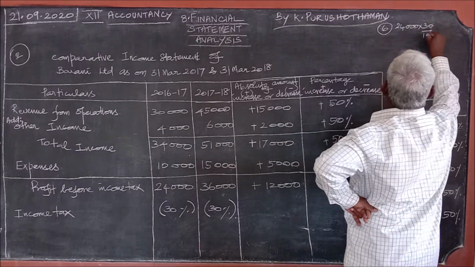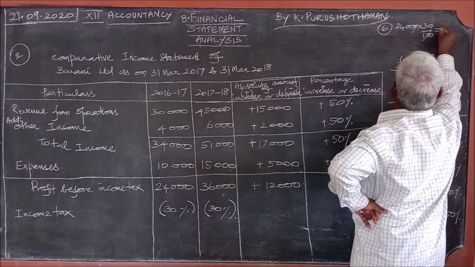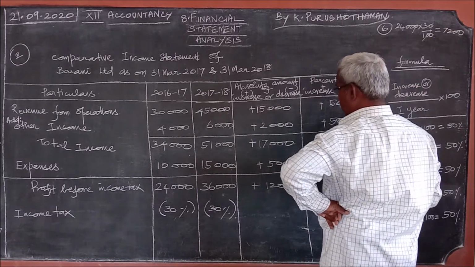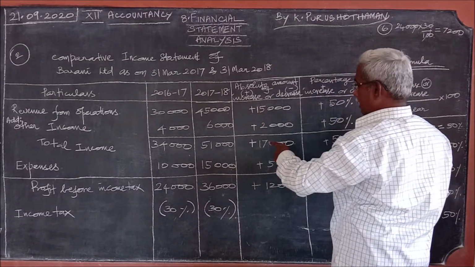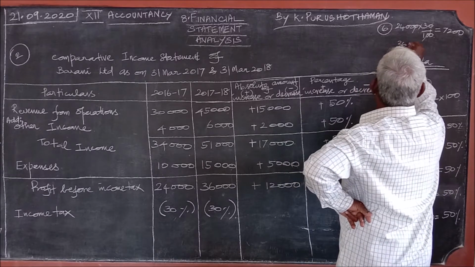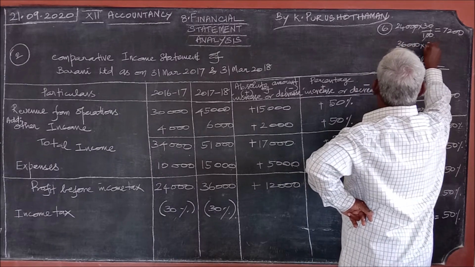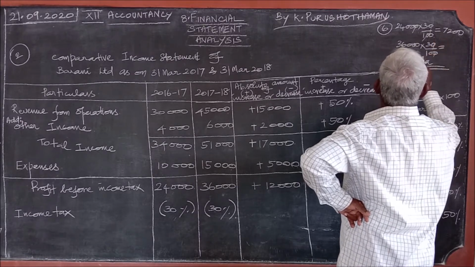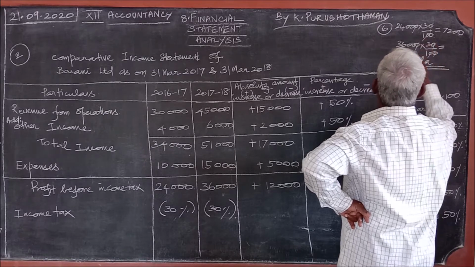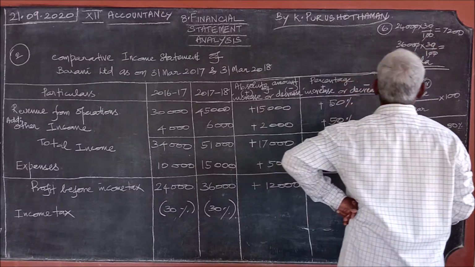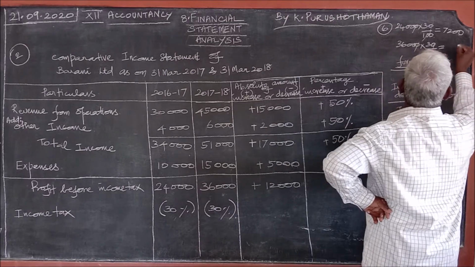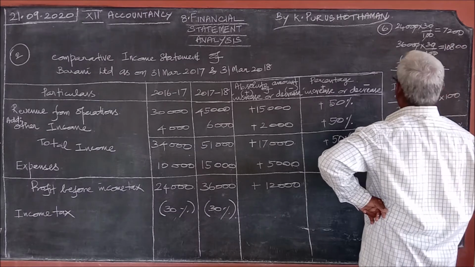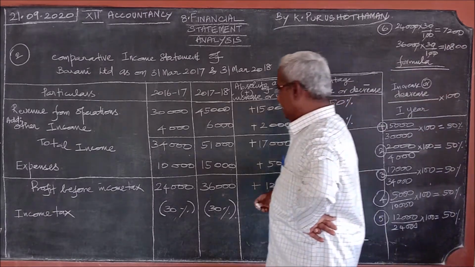You can simplify. This is equal to 7,200. Then for 36,000 into 30%, second year also the same. 10 and 10 cancel, 10 and 10 cancel. If you multiply 3 into 3,600, with these zeros, 10,800, and that should be the income tax here.